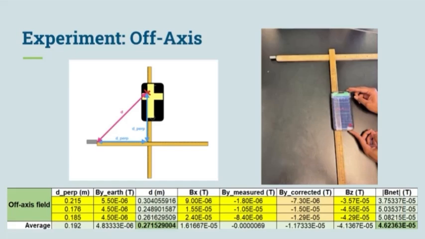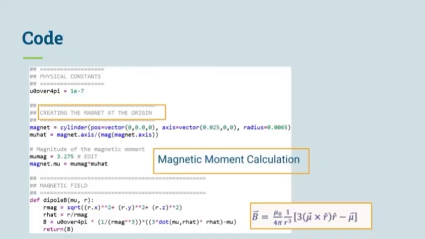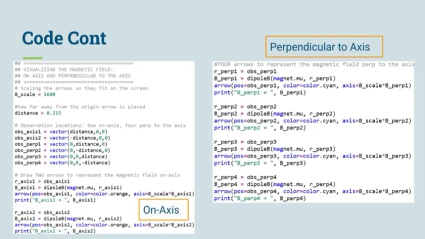To begin with, the bar magnet was created at the origin, the magnitude of the magnetic moment from the previous calculation, and a function for the magnetic field of a dipole was defined. Next, the magnetic field was visualized by creating 2 arrows for the magnetic field on the axis and 4 arrows for the magnetic field perpendicular to the axis.